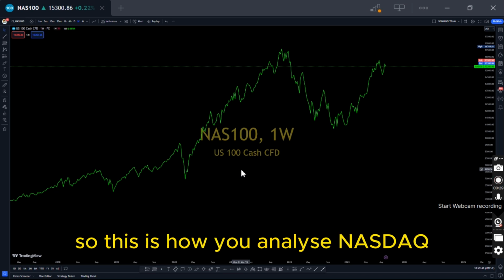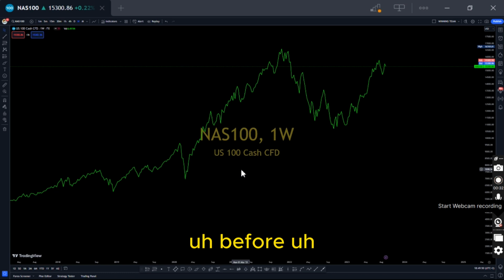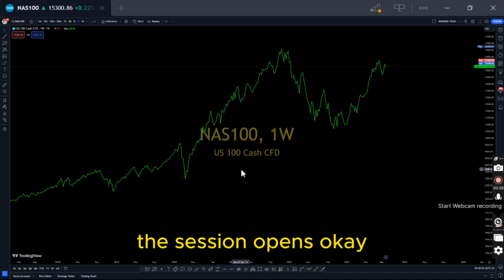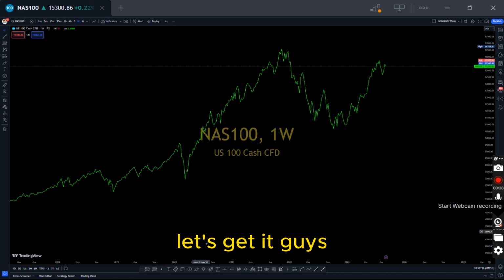So this is how you analyze Nasdaq before the trading session, so that you know how you're going to approach it when the session opens. Okay, so let's go. Let's get it, guys.